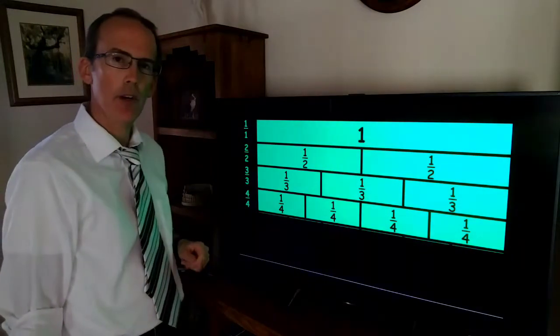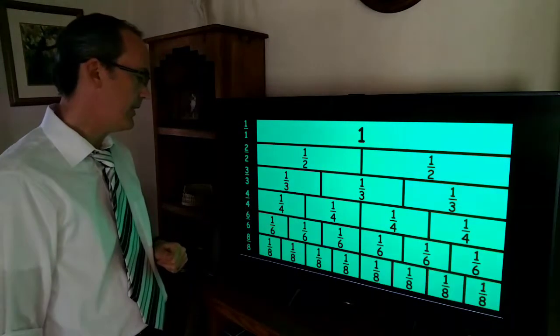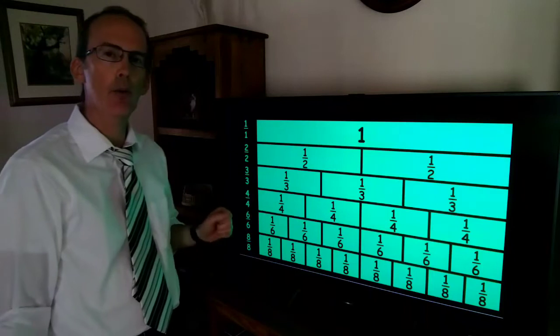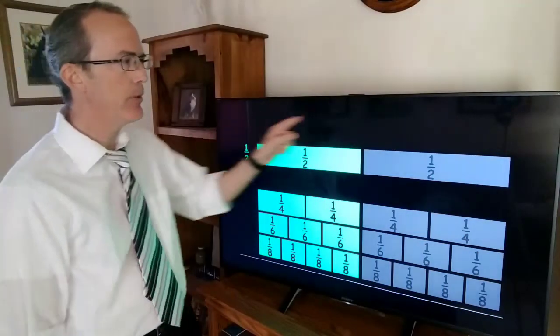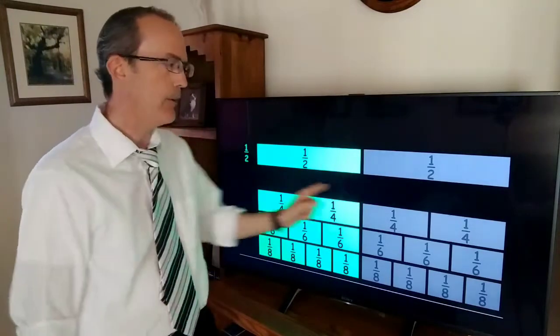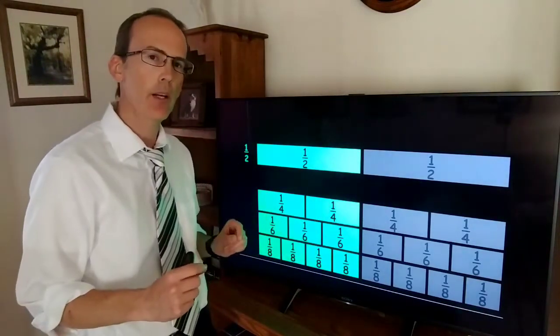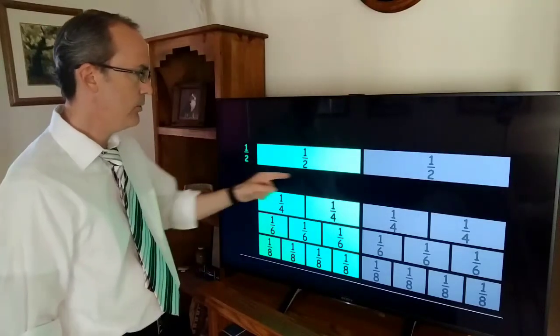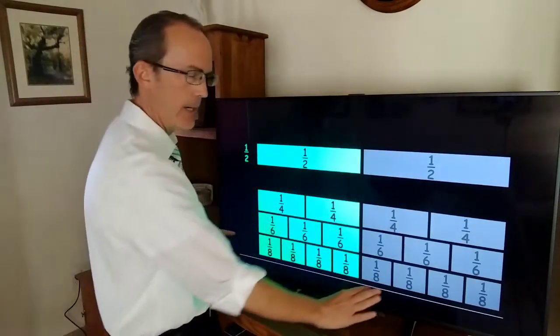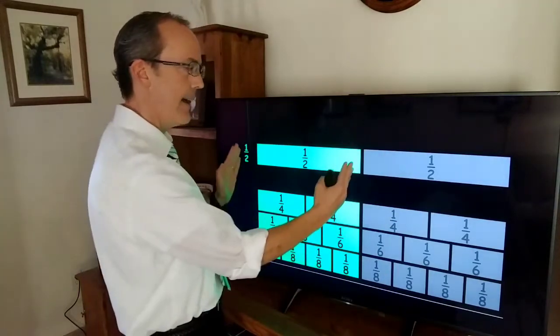4 out of 4 is also an equivalent. 6 out of 6 and 8 out of 8. These are all equivalent wholes. Let's go ahead and remove the one whole and our thirds, and let's just talk about our even denominators. So we have 1 out of 2 right here, and I grayed out the rest. We're not going to look at those right now, so we're just going to look at half.